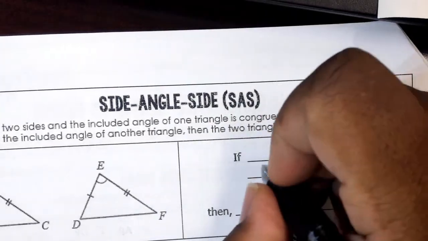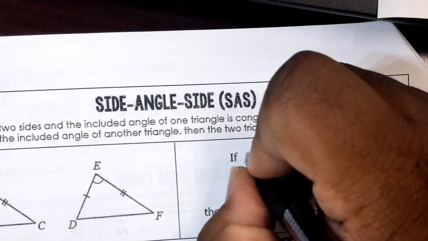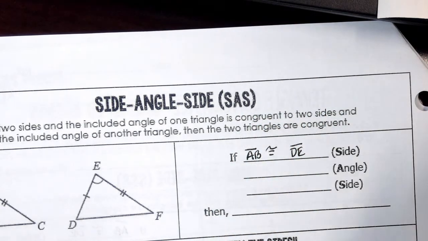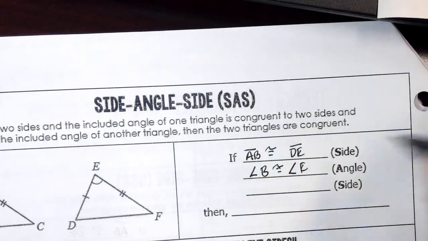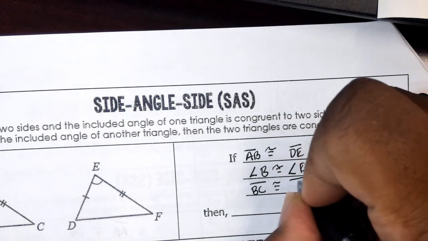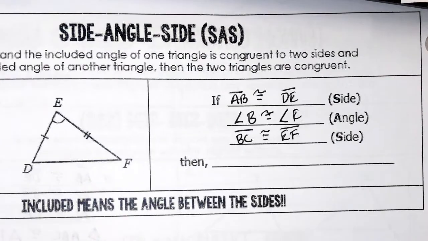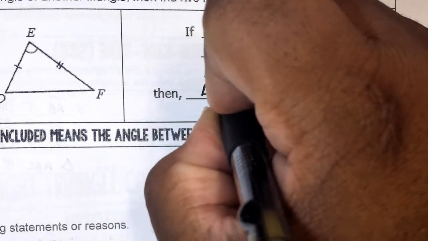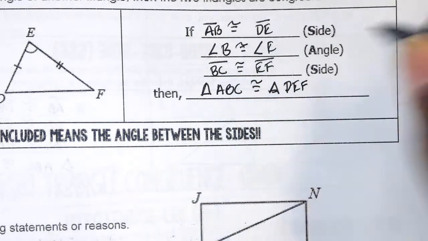Y'all know this already. I'm just going to make my statement again like I did on the front, but I'm using side angle side now. If segment AB is congruent to segment DE, and then angle B is congruent to angle E, then segment BC is congruent to segment EF. All I'm doing is looking at the stuff in the picture and writing that down. Then triangle ABC is congruent to triangle DEF. That's side angle side congruency.